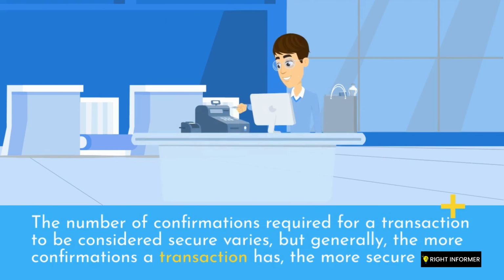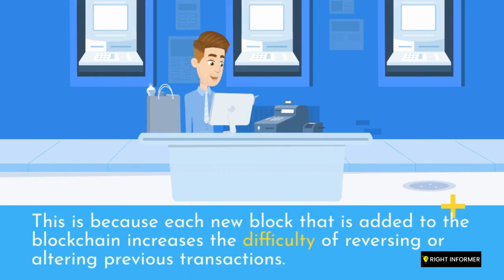The number of confirmations required for a transaction to be considered secure varies, but generally, the more confirmations a transaction has, the more secure it is. This is because each new block that is added to the blockchain increases the difficulty of reversing or altering previous transactions.